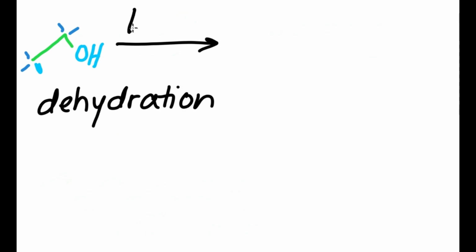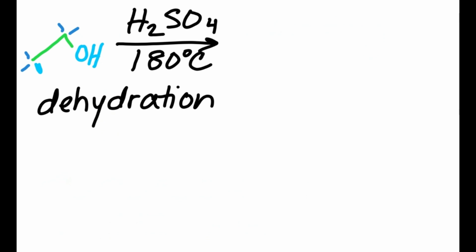Now, this dehydration reaction is going to happen in the presence of heat and an acid. And the acid I see in all my examples for school is H2SO4. And we're going to need 180 degrees Celsius for this to happen so that this ethanol can become an ethene. That's with the double bond.